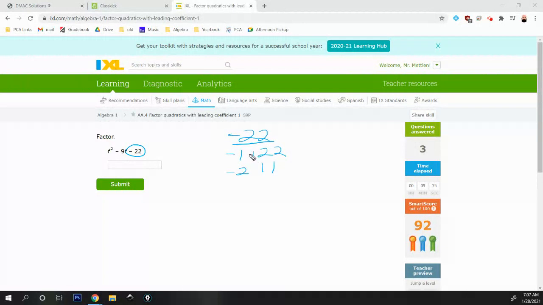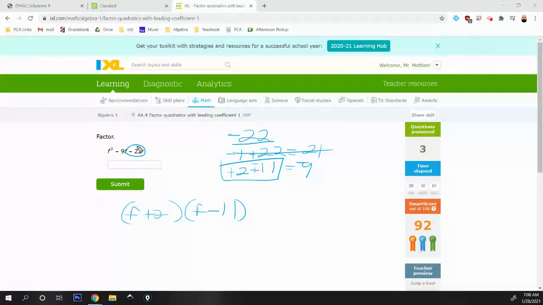I'll make the first ones negative, and we're going to add them together. Negative 1 plus 22 makes 21, and we're looking for negative 9, so that's out. Negative 2 plus 11 makes positive 9, and no, we want negative, so I'm going to switch the signs. Positive 2 and negative 11 makes negative 9. That's what we want. So these are my two numbers. We're going to do two sets of parentheses. Our letter is F, so we're going to start with F. Since 2 is positive, we're going to do plus 2. And since 11 is negative, we're going to do minus 11, and there's my factors.